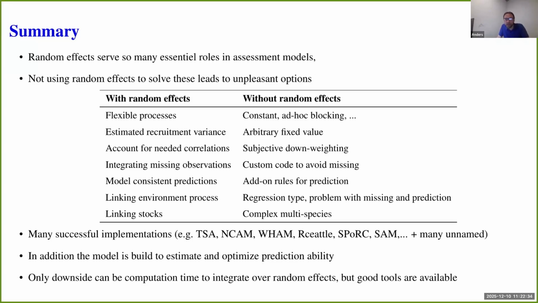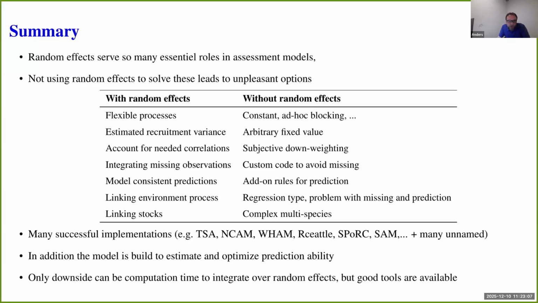We have the TSA model, that's the Scottish implementation of the Icelandic model. We have Noel Cadigan's assessment model. We have WAM. We have Seattle. We have SPOC, or how we say it, SAM, and a lot of other unnamed models that are based on that framework. So we don't have to figure out too much new stuff for this.